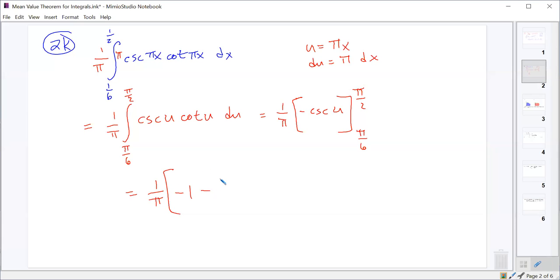So we got -1 minus, and what's the cosecant of pi over 6? 2. Yep, it should be 2, right? Because the sine of pi over 6 is 1/2, so the reciprocal of that is 2. And we just got this: -1 plus 2 is 1, times the 1 over pi is just 1 over pi. Any questions on that now or no?